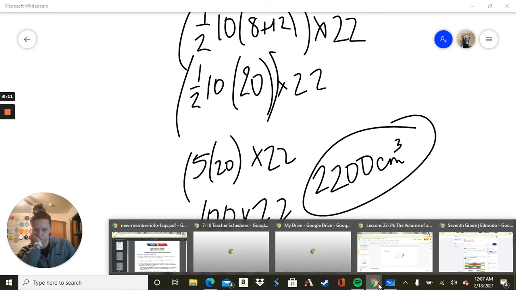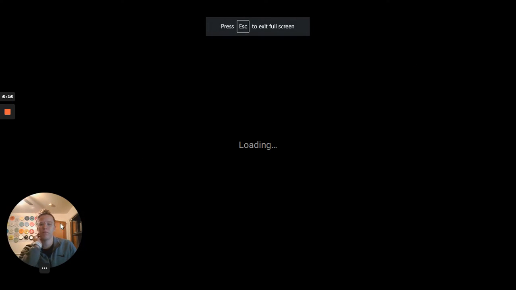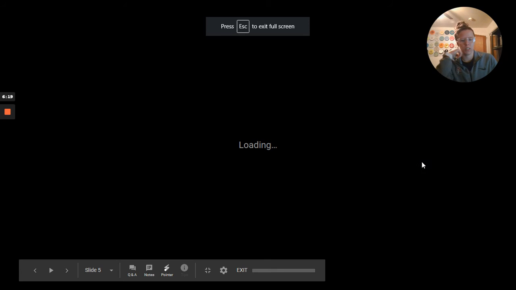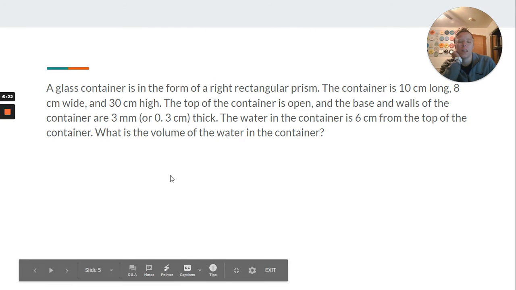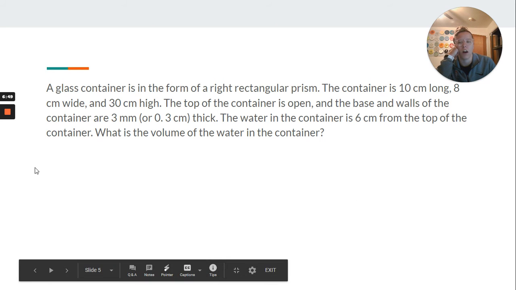So now we are going to look at the word problems. Excuse me. Okay, so with these, we're looking at containers that have water in them. So a glass container is in the form of a right rectangular prism. The container is 10 centimeters long, 8 centimeters wide, and 30 centimeters high. The top of the container is open, and the base and walls of the container are 3 millimeters or 0.3 centimeters thick. The water in the container is 6 centimeters from the top of the container. What is the volume of the water in the container?